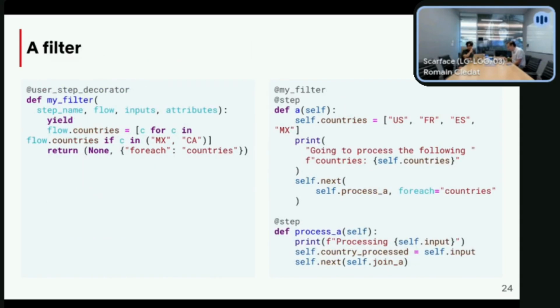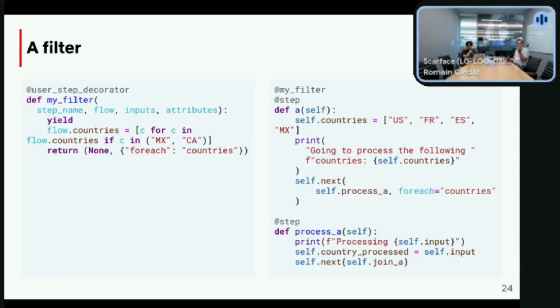The other one, this one is not in the documentation, but this one is pretty cool too. Suppose that you want to do some filtration. So in this case, the code says that you have all these countries, US, France, Spain, Mexico, and you want to process something on these countries. You can add a filter, and there's actually a use case for this. The filter is defined on the left here, and you'll see that it does something similar to before.